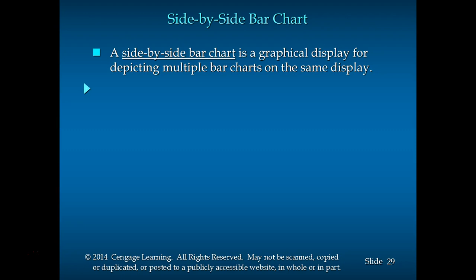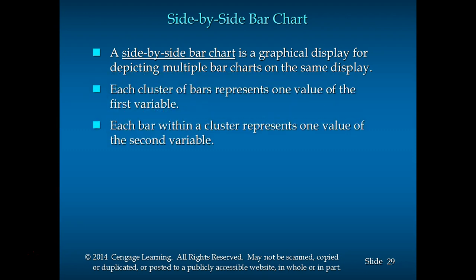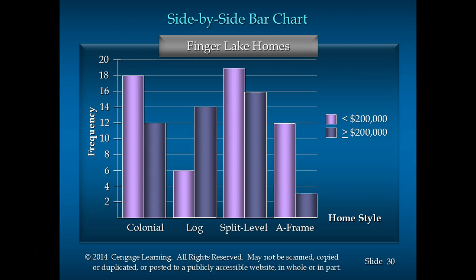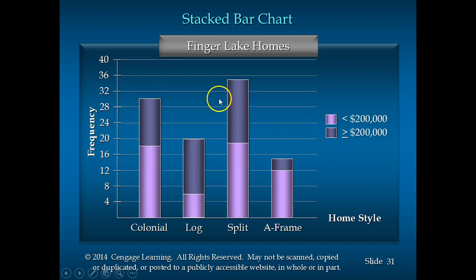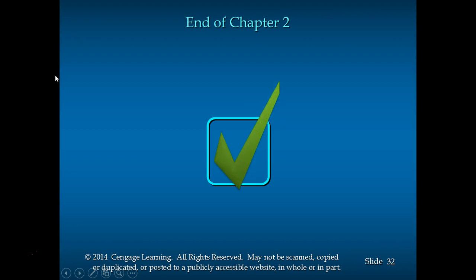Now we can do another chart, a side by side bar chart, for graphical displays, and it might look something like this. The frequencies, instead of putting numbers, I'm just putting in a bar graph. And there are two bars on each one depending on the price. Okay, this is a stacked bar chart, a little bit different. And this is the end.